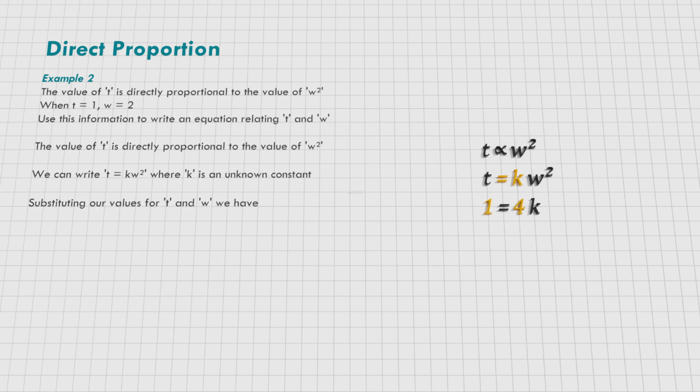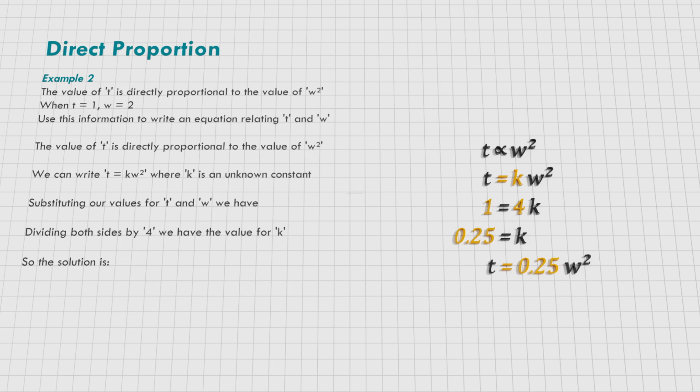Substituting our values for t and w, we have 1 equals 4k. Dividing both sides by 4, we have the value for k. So the solution is t equals 0.25 w squared.